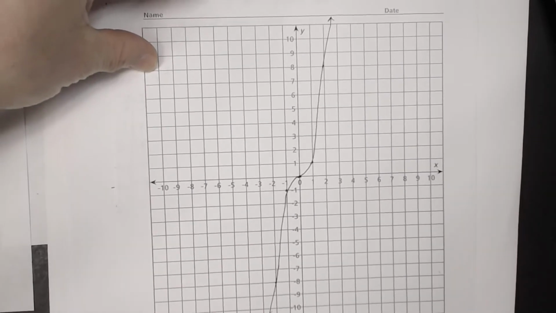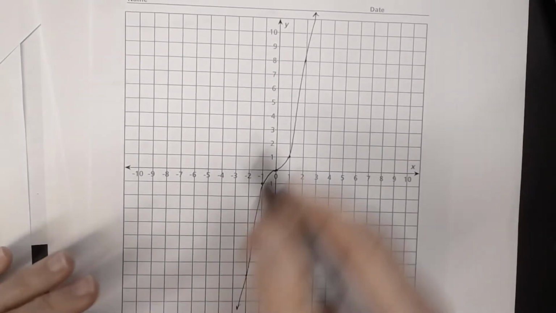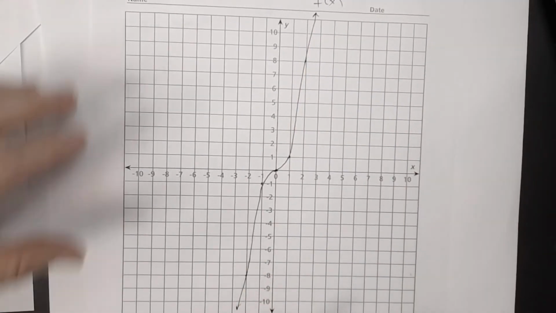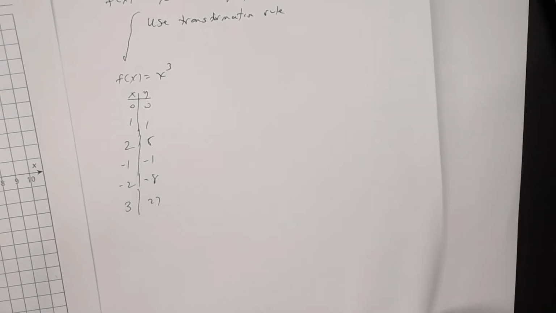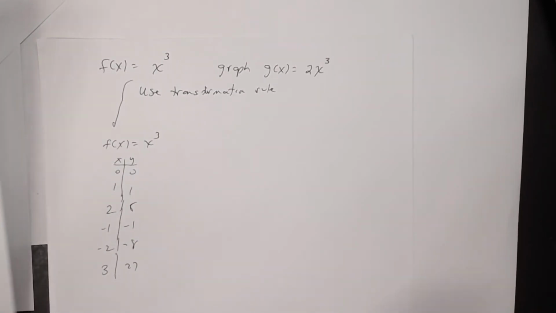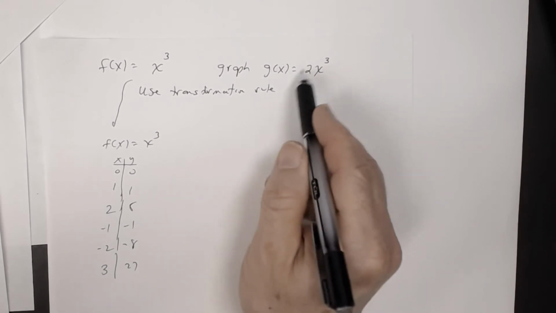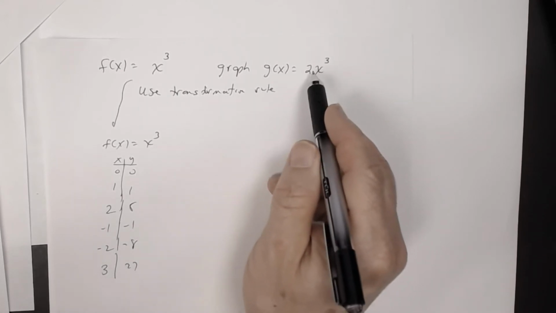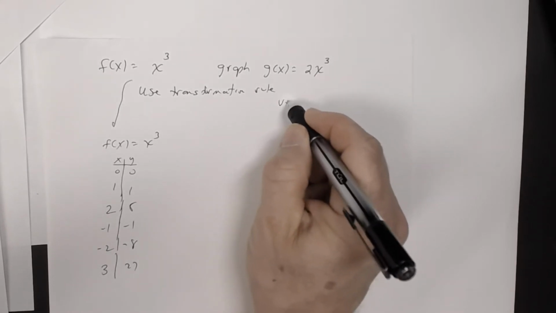Okay. All right. So what I want to do though is I want to graph, remember, this is f of x. So I want to use transformations to graph g of x. All right. So remember our transformation rule. So first of all, you've got to remember this is a vertical stretching, right? Vertical stretching. So this is a vertical stretch.